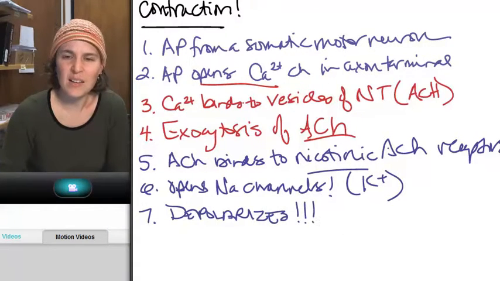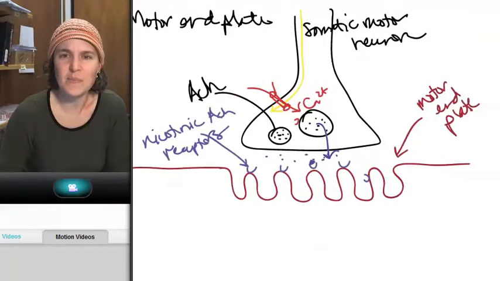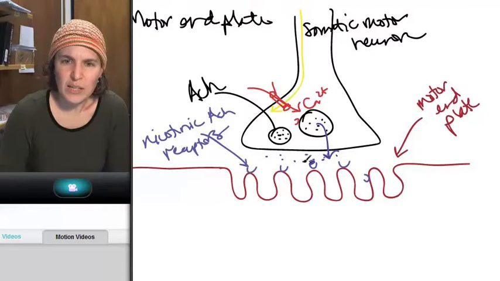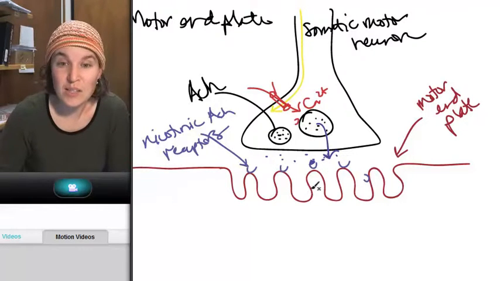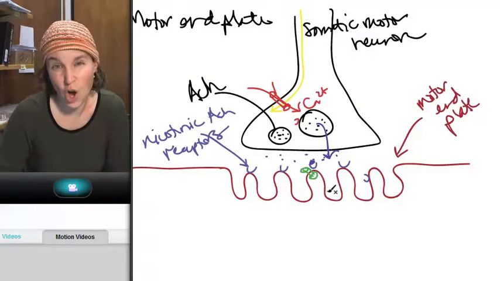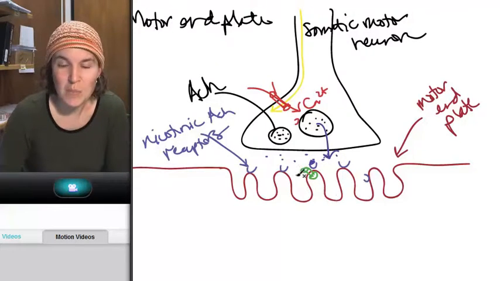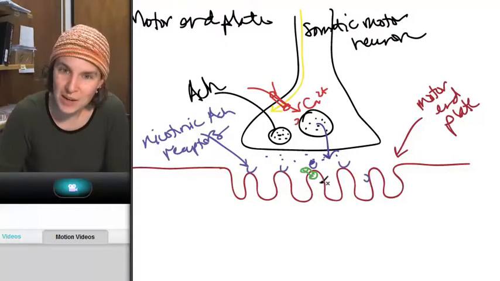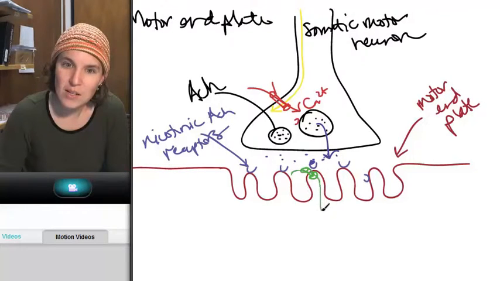Let's go back and look at this. The acetylcholine binds to the receptor. This allows, let's just make our little sodium channels. The receptors are sodium channels, and it allows sodium to rush in.